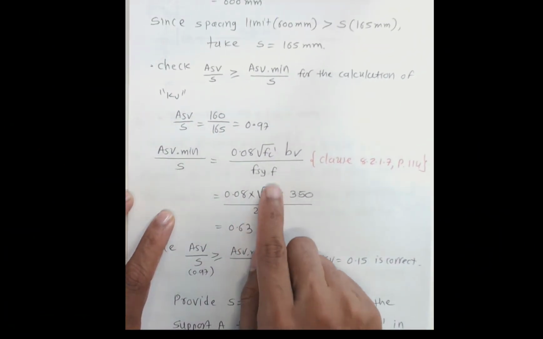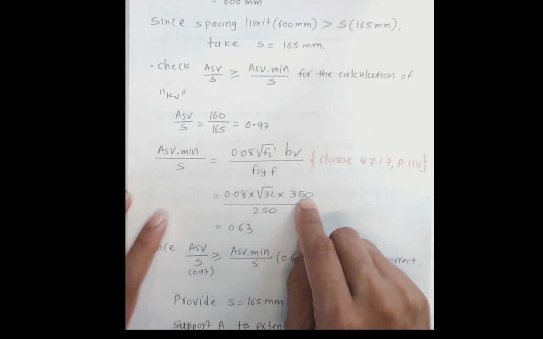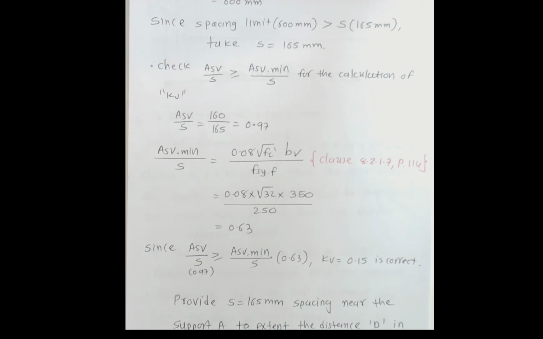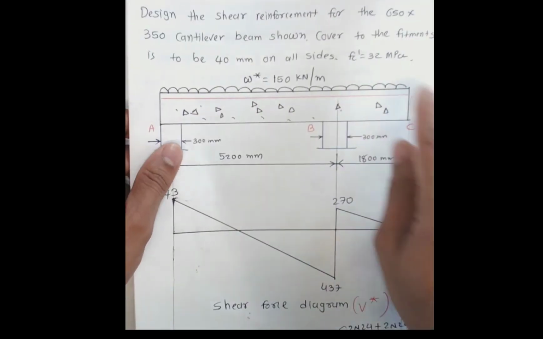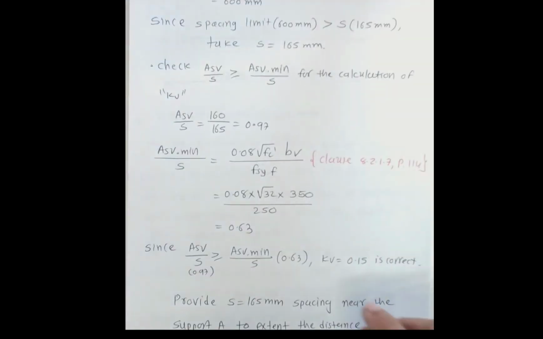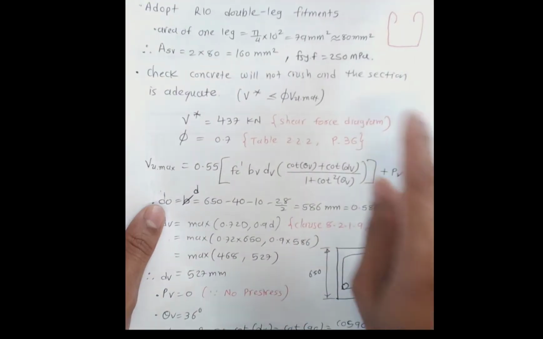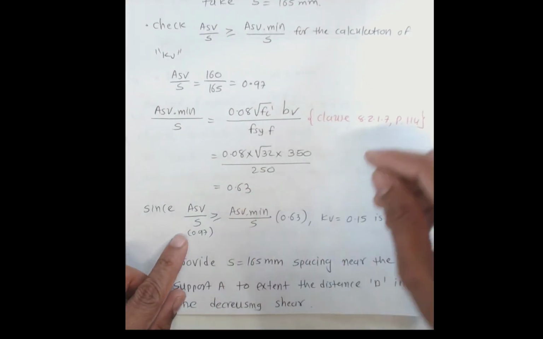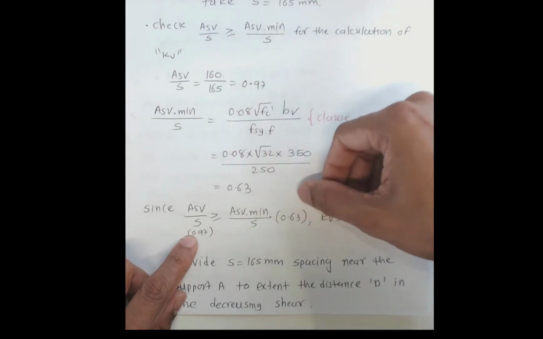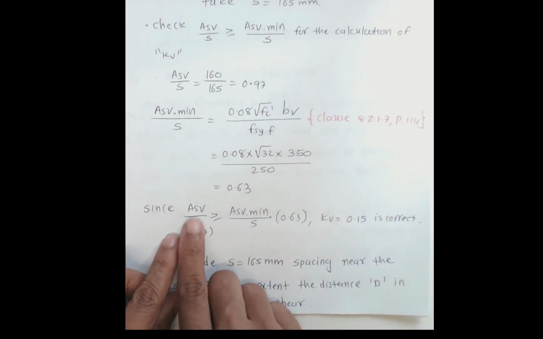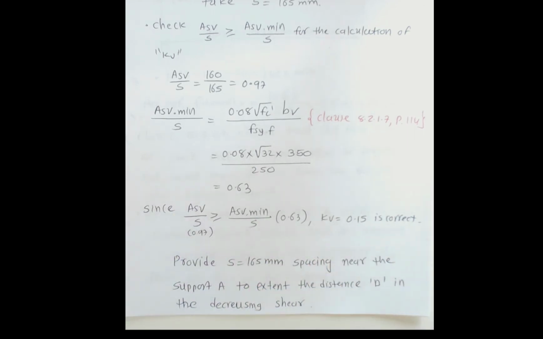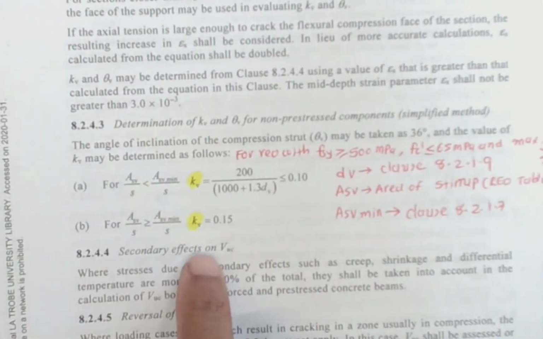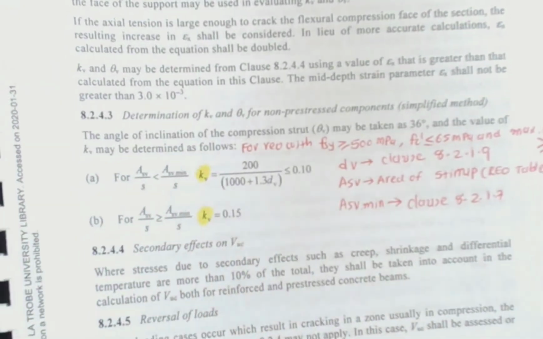Now in this equation we have f'c 32, and bv is 350. I think it's in the question, where it has f'c 32, and the width of the beam is 350 millimeters, over fsy of 250. At the start, when we made the assumptions, we used 250 megapascals, and that gives us 0.63. So if you compare these two, which are 0.97 and 0.63, ASV on S is greater than 0.63. So the condition in the standard that we assumed in clause 8.2.4.3 for the calculation of KV is verified. So the KV value is correct.